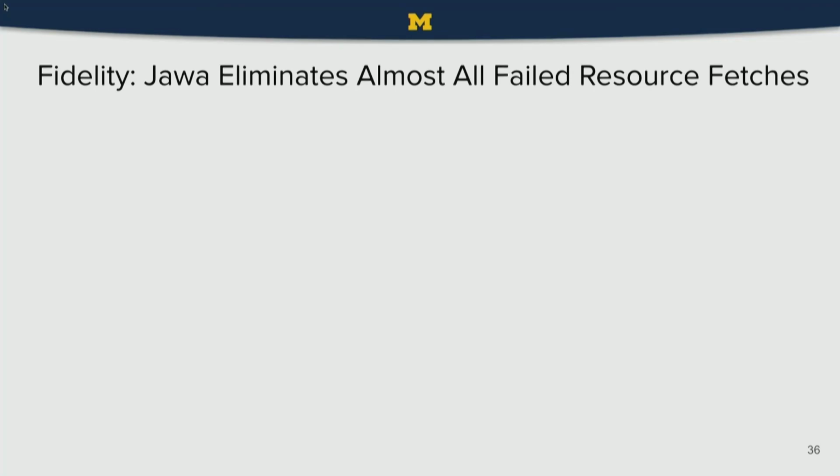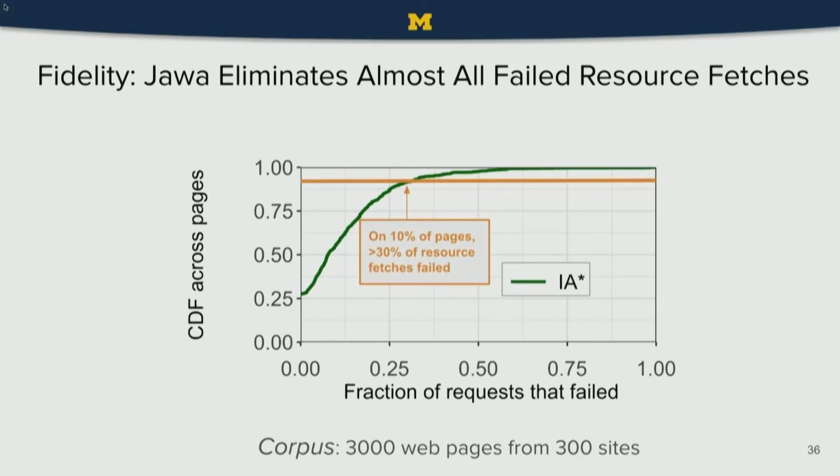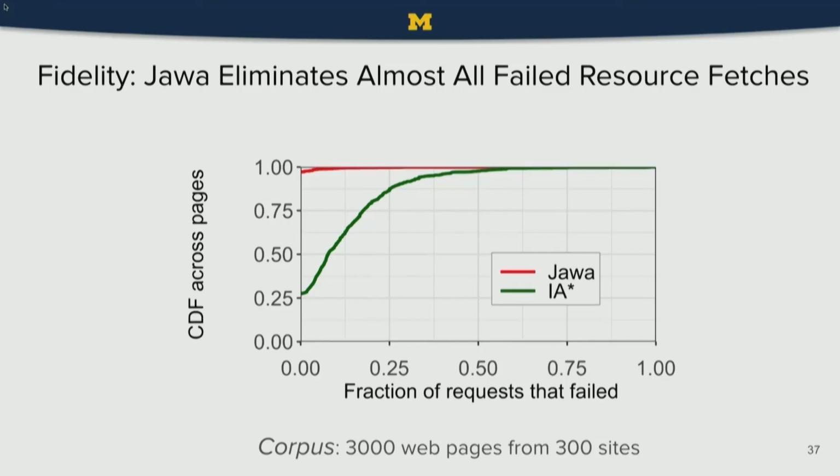Now, one would assume that you have reduced storage, so there's a high chance that you might have degraded fidelity. That is, you might have thrown away certain JavaScript that is critical for the page. And therefore, in order to evaluate Java's fidelity, we look at the same corpus of 3,000 pages from earlier. We crawl them using techniques that are used by Internet Archive, and then we load them again and look at what fraction of requests failed because of JavaScript's non-determinism. As you can see from the CDF across 3,000 pages, for about 10% of pages, more than 30% of resource fetches failed. When we ran the same analysis with Java, we found out that it eliminated almost all failed network fetches. That is, for about 95% of pages, there were 0 failed fetches. This is because of the fact that Java eliminated the non-determinism resulting from client characteristics.